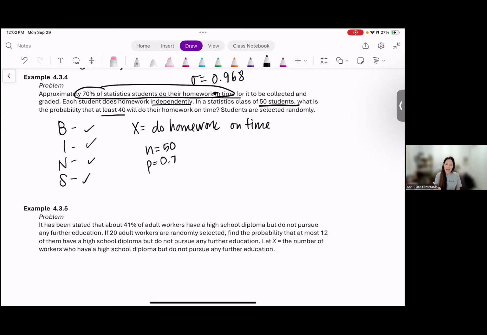So I want to know that at least 40. In notation, that's saying the probability that X is at least 40. Is that more than 40 or is that more than or equal to? At least means I include the value. So the probability of at least 40 means I need 40, 41, 42, 43, 44, 45, 46, 47, 48, 49, and 50. So I'm going to pop back to Stapplet and use that to help with this calculation.